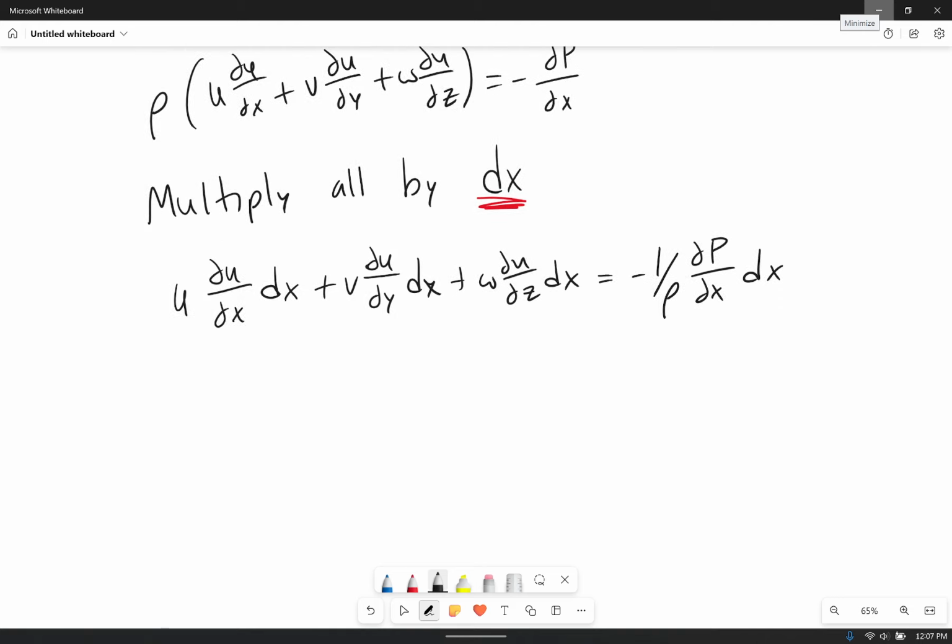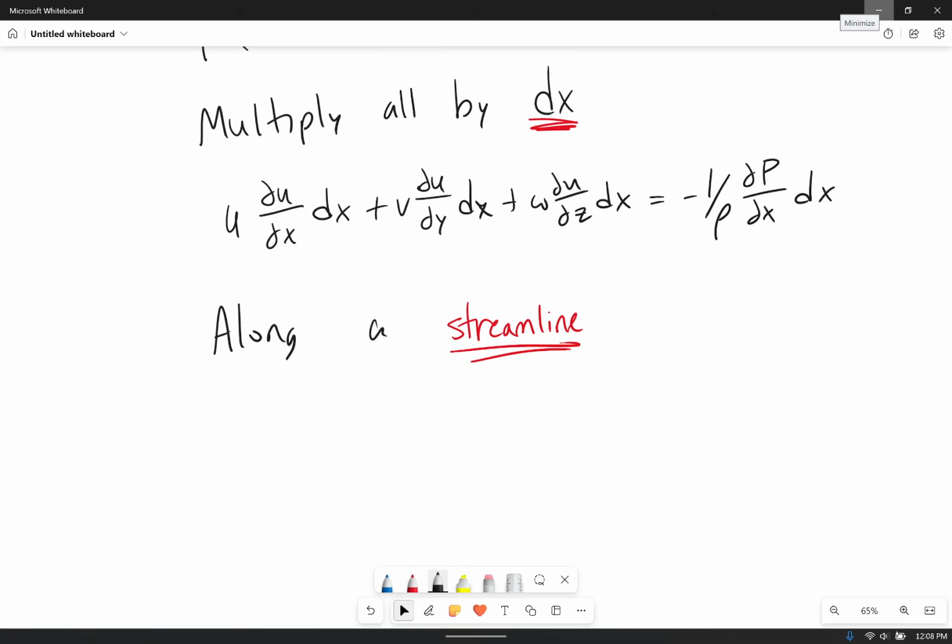Now I've done that, and the next thing we're going to do is remember that this is along a streamline. So it's along a streamline, and I have certain equations that I can use. What are those? Well, I gave you equations for how you follow a streamline, and they look something like this. You had u dz minus w dx is equal to 0. You also had v dx minus u dy is equal to 0.